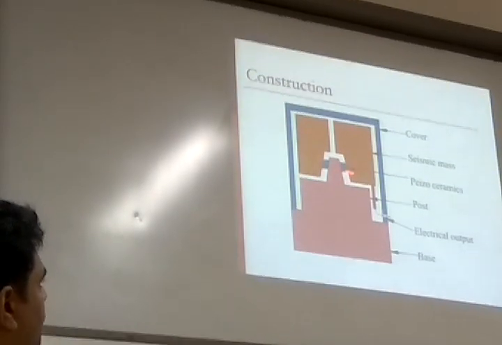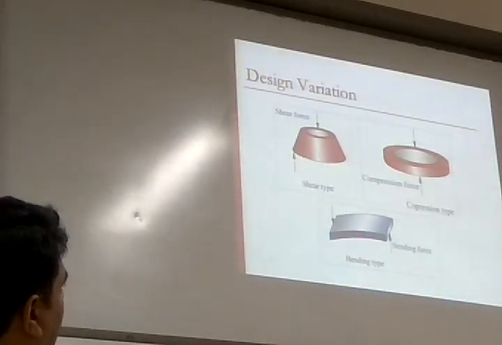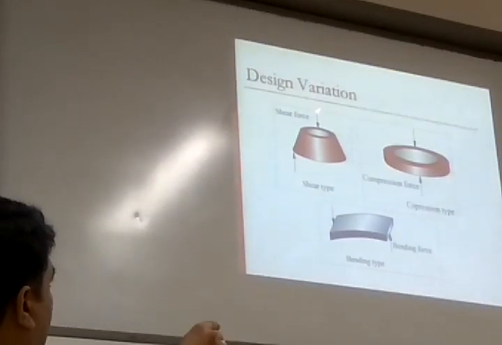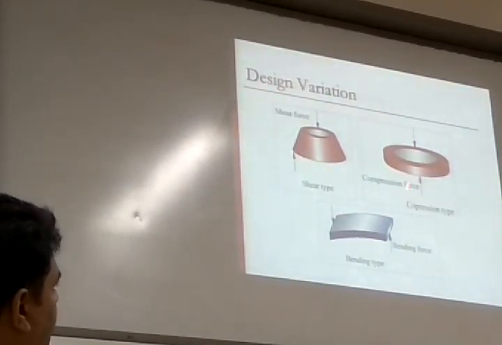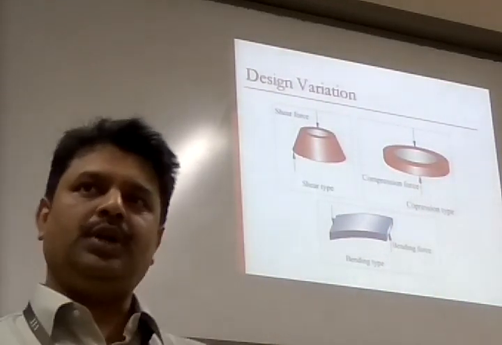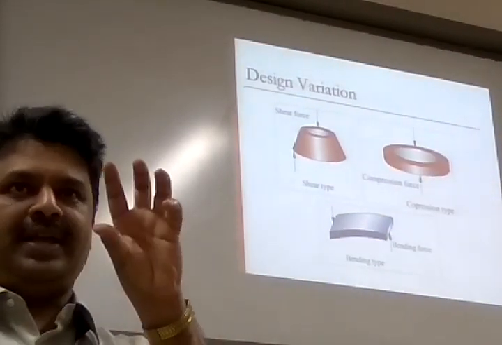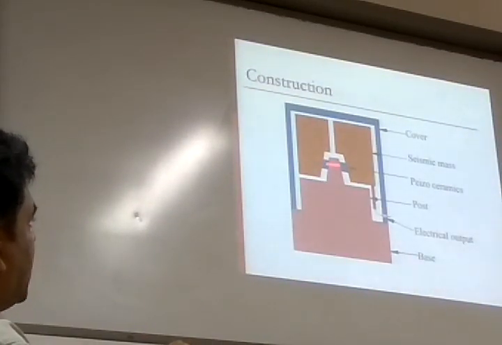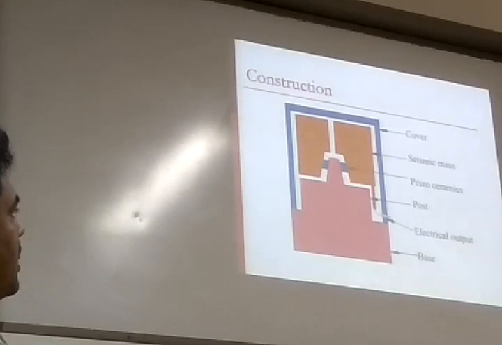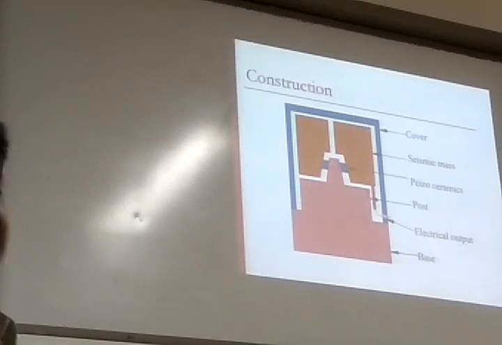This is the cover. This is the piezoelectric ceramic that we have. This is the body. There are three types of force that are applied. If the force is applied in shear mode, it is a shear type accelerometer. If it is compressive, it is a compressive type accelerometer. If it is bending, it is a bending type. I told you, acceleration is what we are interested in. Acceleration is converted into force by using a mass, and you use any one of these piezoelectric types here. It can be conical type for shear, it can be for compressive, it can be for bending. That's a piezoelectric type of material.